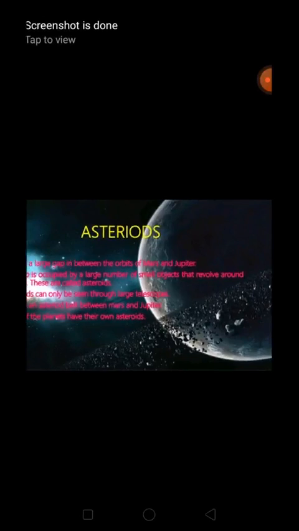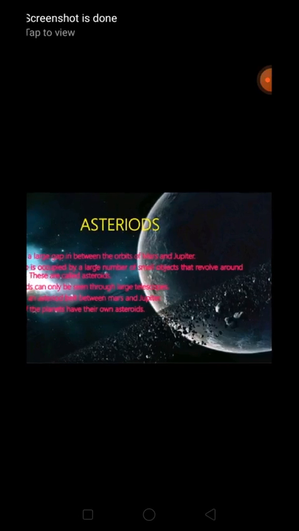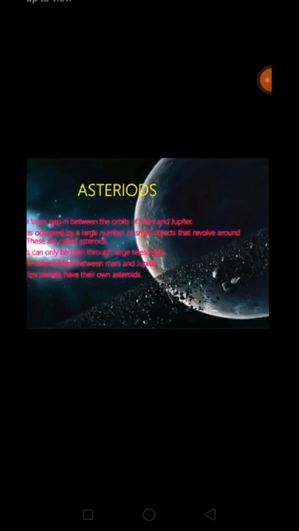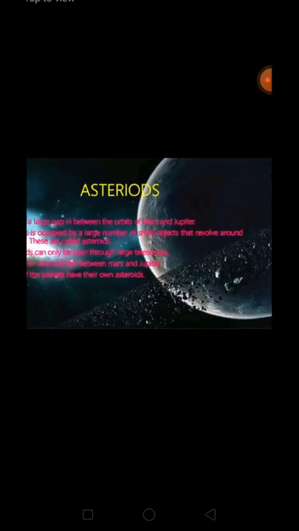There are more than 7,50,000 rock objects of different sizes. Some of these are as big as 1 kilometer, some of them are very small. These objects revolve around the sun and are known as asteroids. They form a wide ring in between the orbits of Mars and Jupiter, which is known as the asteroid belt.